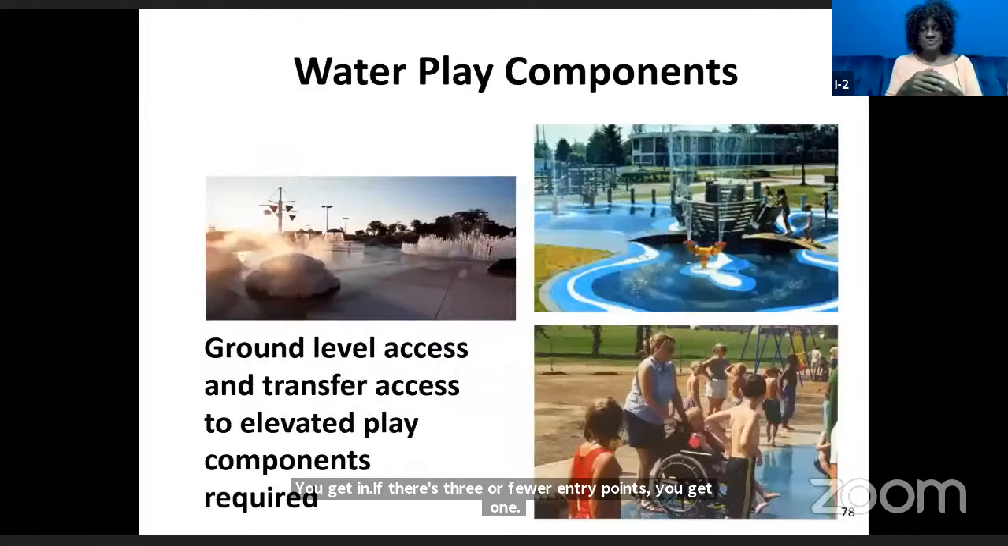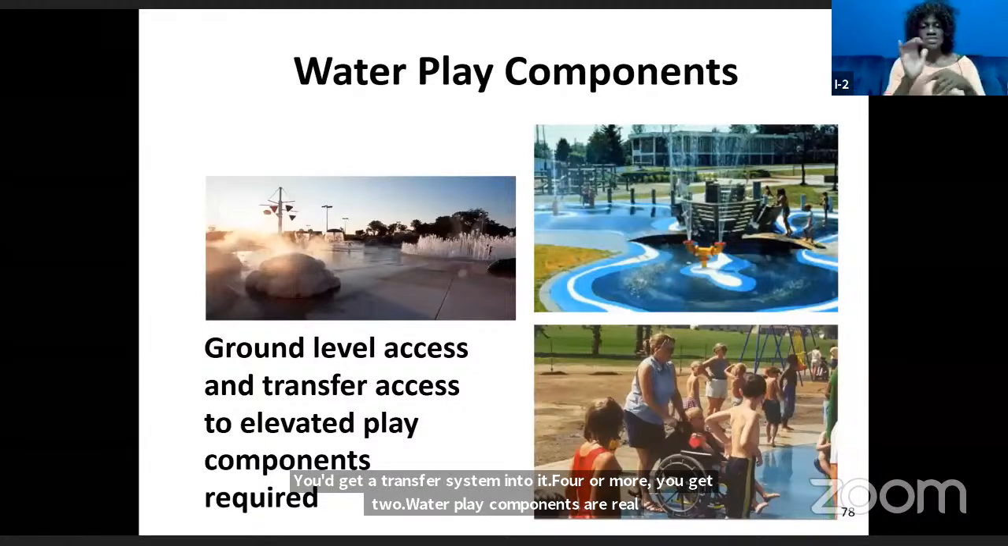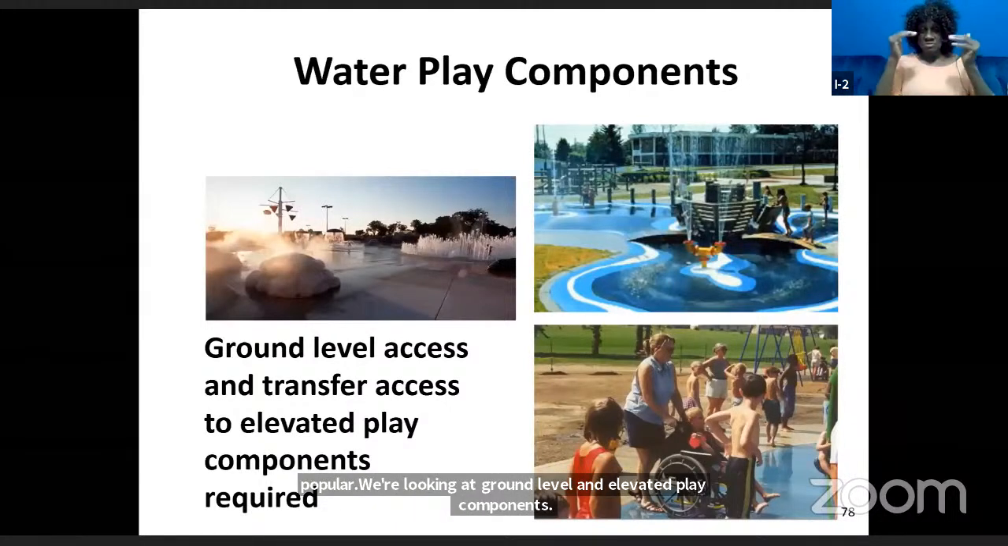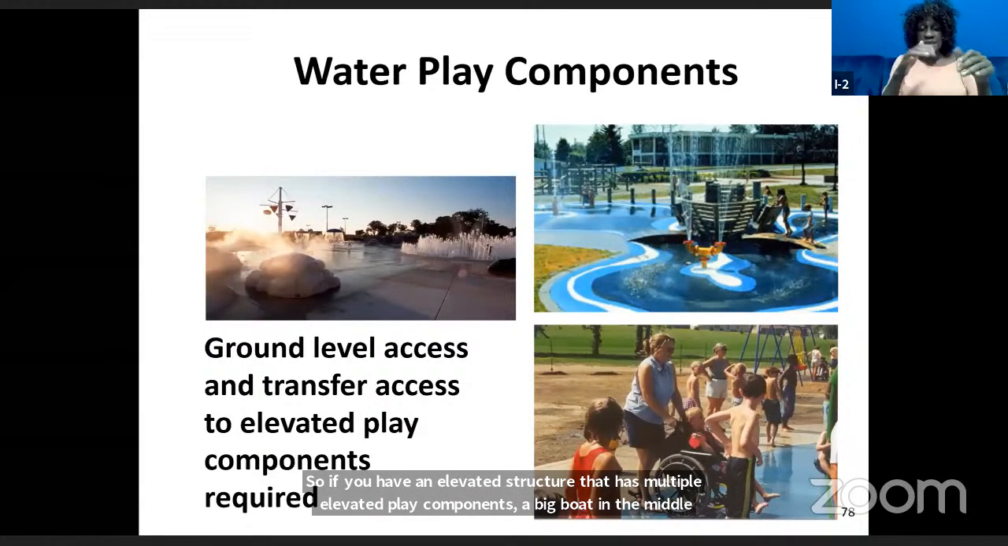Water play components are real popular. We're looking at ground level and elevated play components. And so if you have an elevated structure that has multiple elevated play components, a big boat out in the middle with all kinds of stuff on it, we would be looking at, based on the number of elevated play components, what type of access would be required, ramp or transfer. Okay.